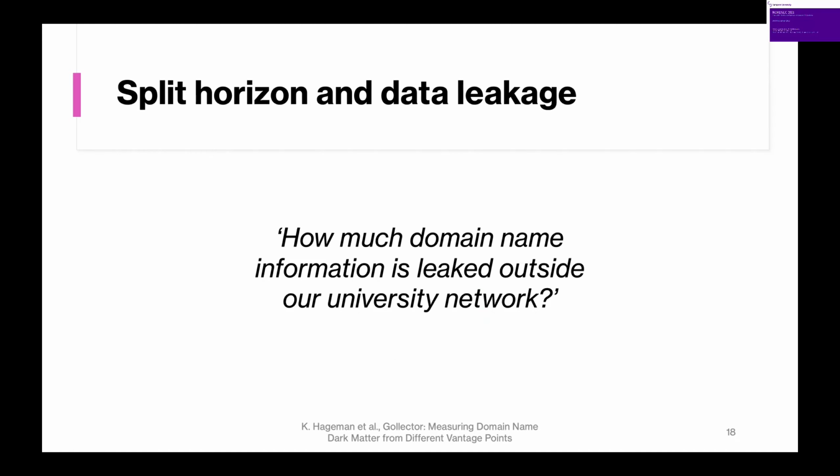The second use case that we looked at is, can we use Gollector and the domain name dark matter to identify some domain name information that's leaked outside our university network? A domain name itself can potentially be sensitive information. Imagine having a domain name that has a name related to, let's say, an internal service that's running there. So it actually discloses a little bit of the infrastructure of an internal network, which can be considered private in some cases. So that's why I wanted to investigate: is there actually some data that's being leaked outside of our university network?